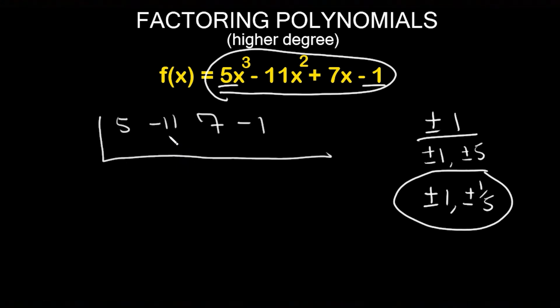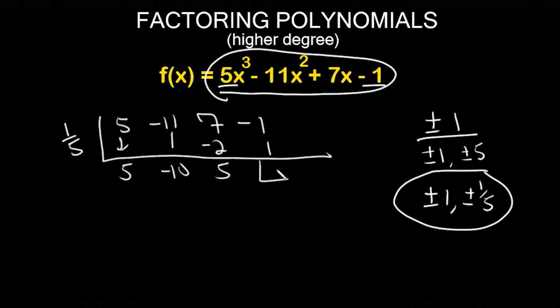And changing it to a +1/5, what happens? So we bring down our 5 and then we multiply. We end up with 1 here, okay? Because the 5s will cancel. -11 plus 1, we get -10. -10 times 1/5, that's going to give us -2. 7 plus a -2, that's +5. 5 times 1/5 is 1.